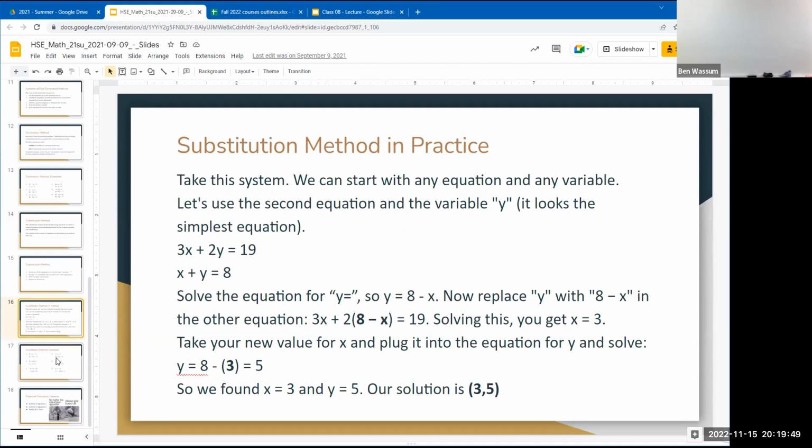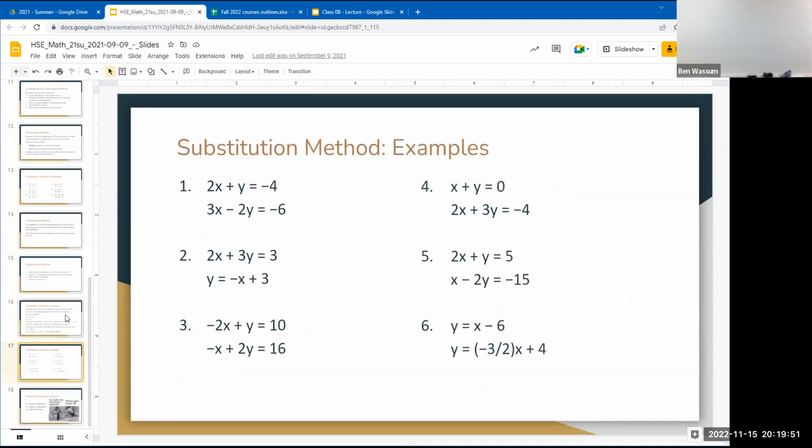Oh, now I had examples. What is wrong with me? All right. I got a better idea than looking at these examples.